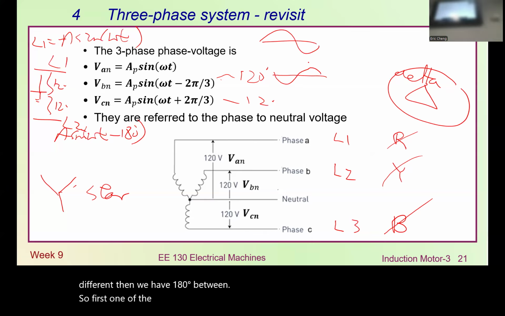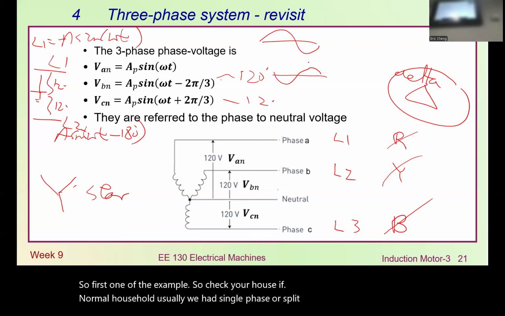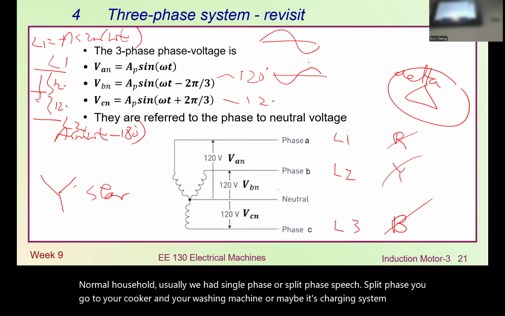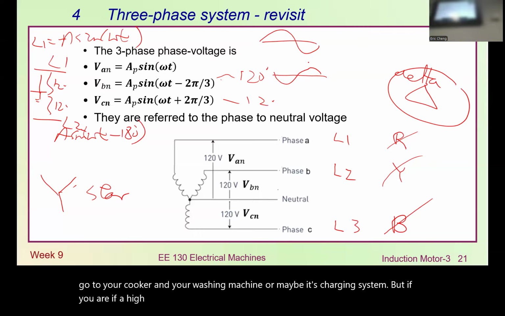So take your house with a normal household, usually we have single phase or split phase. With split phase, you go to your cooker and your washing machine, or maybe charging system. But if you have even higher power, then your house will be supplied by three phase, like this, and the voltage between them will be given by this formulation.